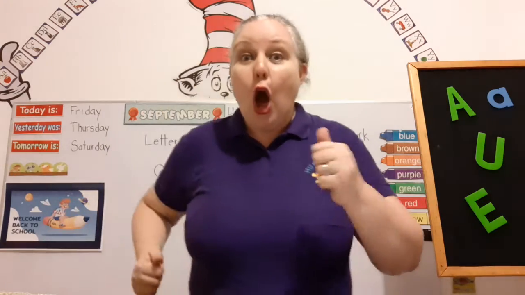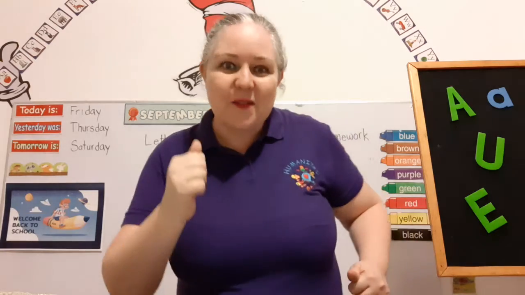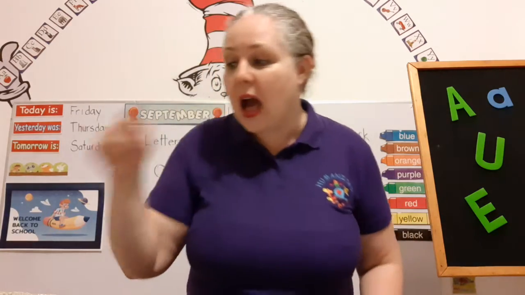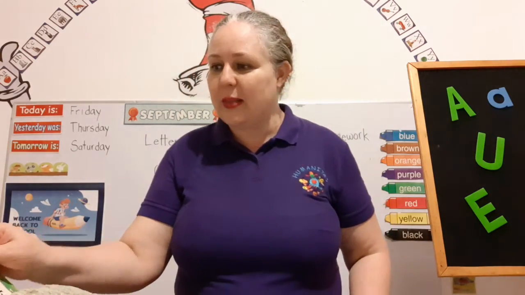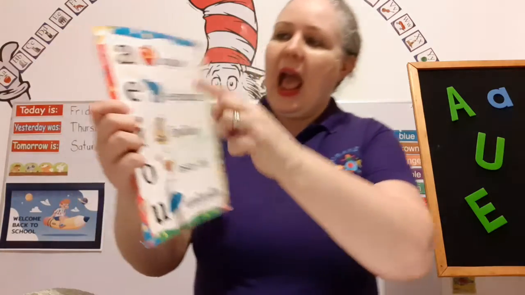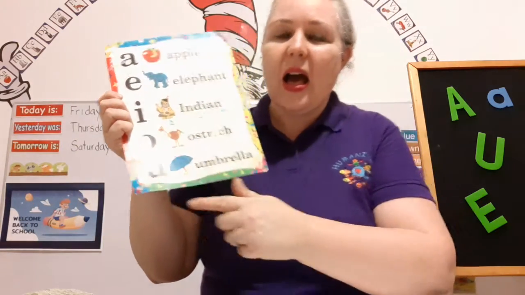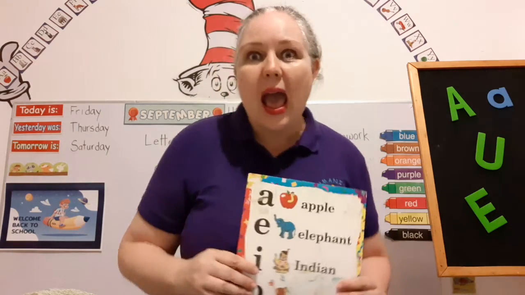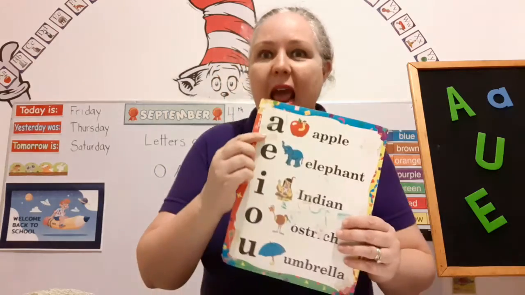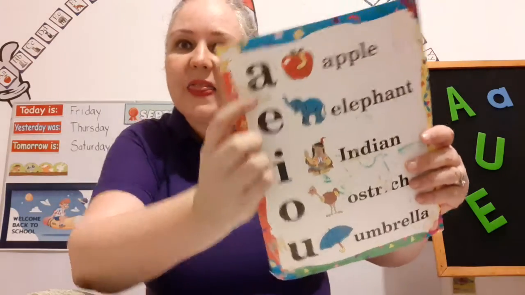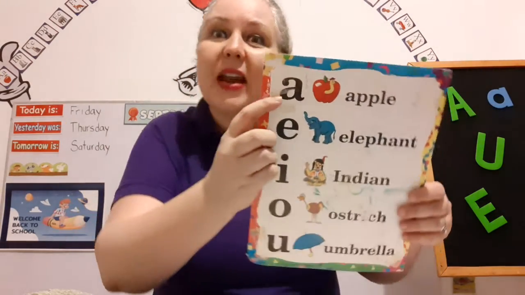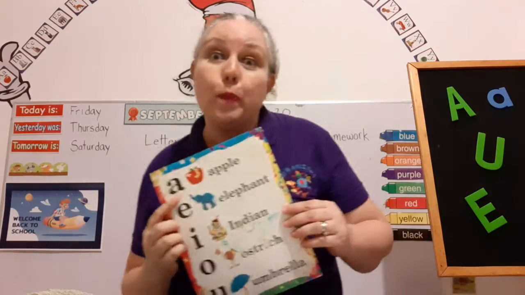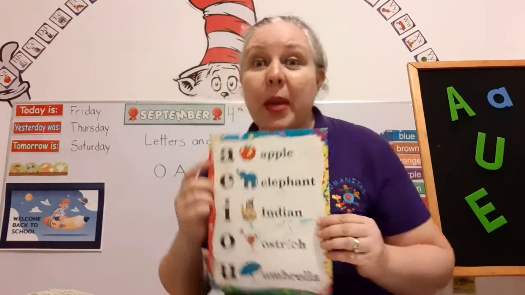Old MacDonald had a farm. Ah, eh, eh, ah, ah. Wait, let me get the chart out. Ah, eh, eh, ah, ah. And on his farm he had a cat. Ah, ah, ah, ah, ah. With an ah, ah here and an ah, ah there. Here, ah there and ah everywhere and ah, ah. Old MacDonald had a farm. Ah, eh.